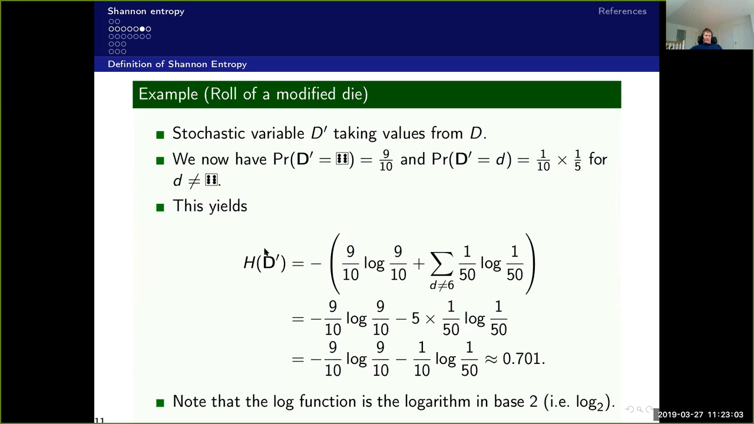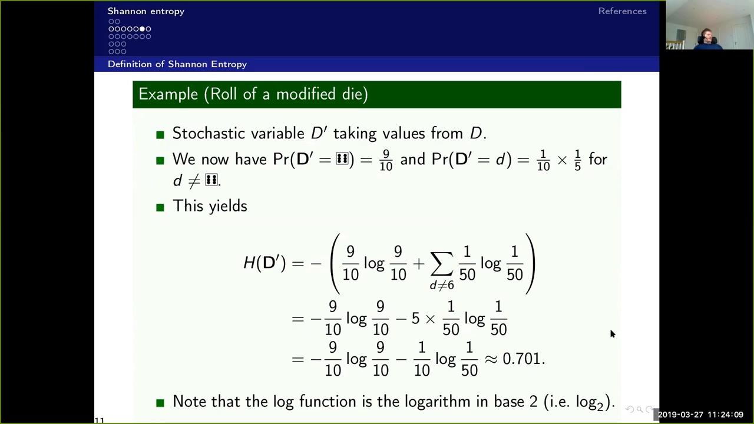Now if we plug these numbers into the definition of computing the entropy, we get 9 over 10 times the logarithm of 9 over 10 plus the other terms here. And if we continue to calculate the exact number, we will get something like 0.701. Now we can note that this die is actually much easier to predict than tossing a coin, because it produces less than one bit of entropy here. So now we have a concrete value of how easy this die is to predict and how much information it actually produces.